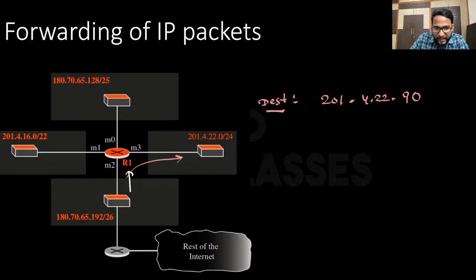Now this packet, with this destination address, has arrived at this router R1. Now R1 has to decide whether this packet should be forwarded here, or should be forwarded here. Once you understand the concept of how the routing is actually done, then supernetting is very easy. Supernetting is just a byproduct of this.